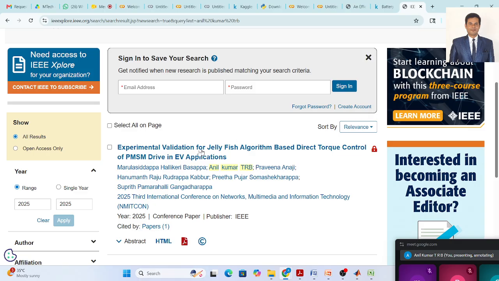So for electric vehicles, right, we have made an experimental validation for jellyfish algorithms, right? We have developed the algorithms which is based on the torque controls of the permanent magnet synchronous machine drive in the electric vehicles.